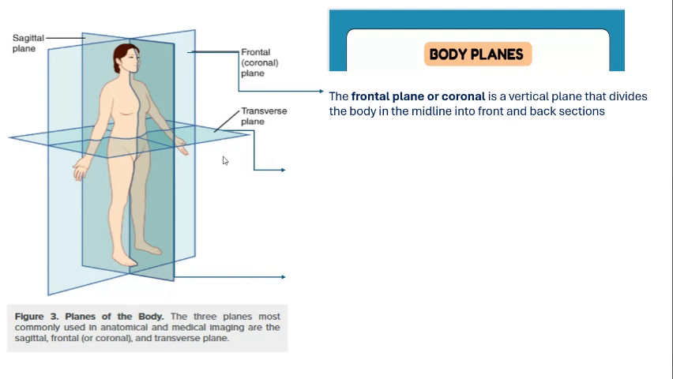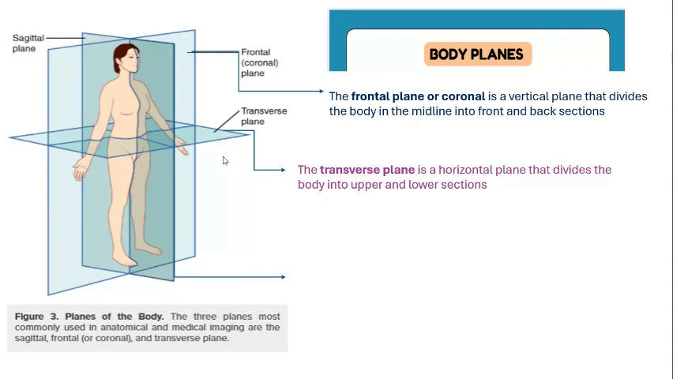And we could also look at this frontal plane, which is also known as the coronal plane. The front section, we call it the anterior, while the back section, we call it the posterior. Then we'll look at the next one, which is the transverse plane.